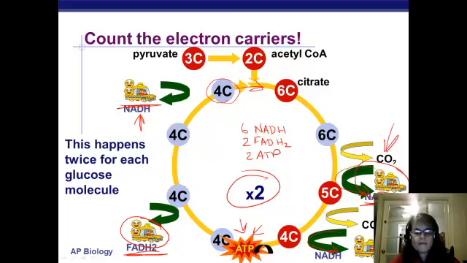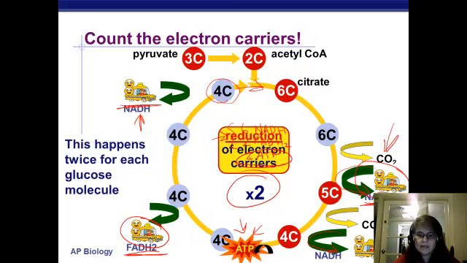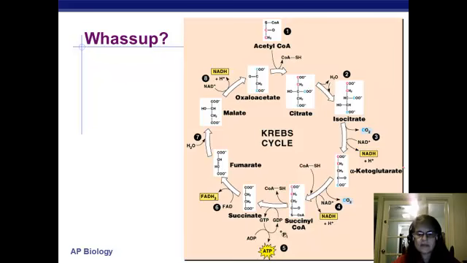So, this is a fair amount of energy. We're not sure what we're doing with it yet, because remember, the goal is to make ATP. This is not ATP. It is energy, but it's not ATP. So, how do we get those things converted to energy? Okay? All right, so we reduced them. These are all electron carriers, and we just reduced them. That means we gave them electrons.